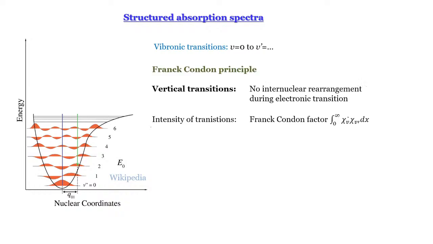Next, we talked a little bit about structured absorption spectrum. We said that the Franck-Condon principle in its simple form says that the transitions are vertical, classical form actually. So no internuclear rearrangement takes place during electronic transition. And the intensity of transition is given by the Franck-Condon factor. Let me try to answer Quinolin's question and we'll come back to it.